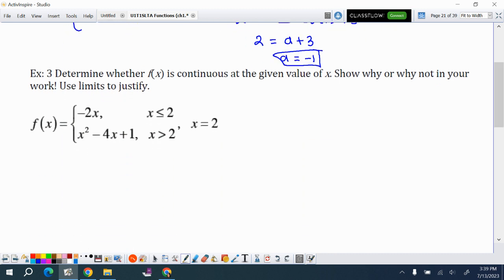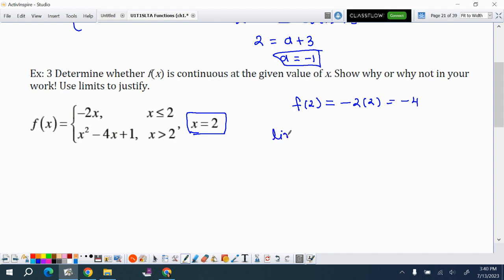Let's take a look at another example. Determine whether the function is continuous at the x value. So you are checking whether the function is continuous or not, and we are looking at what's happening at x equal to 2. First of all, let's check what is f of 2. f of 2 is here. The function is defined. So negative 2 times 2 is negative 4. Now we have to check whether the limit value is also negative 4 or not.